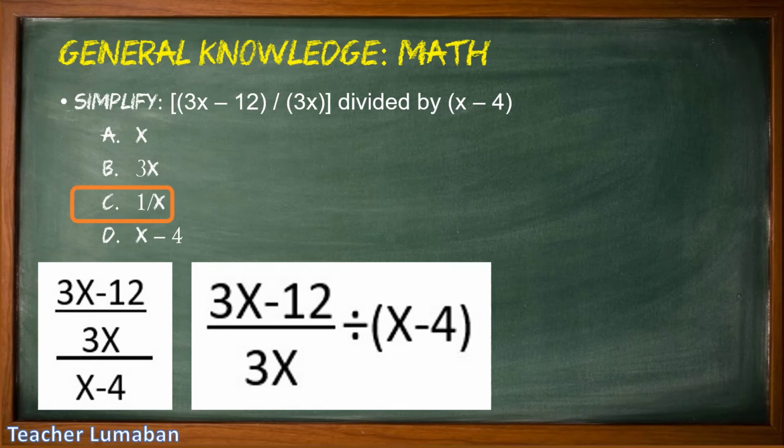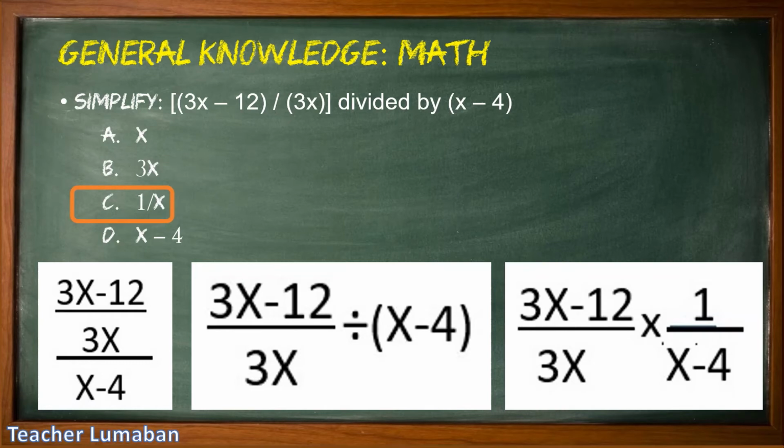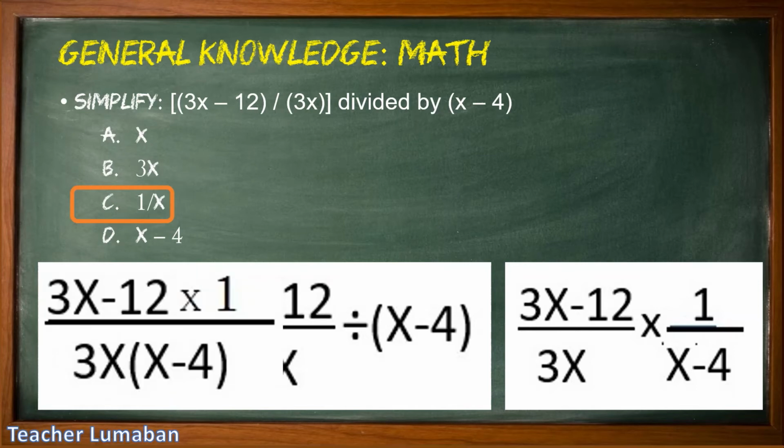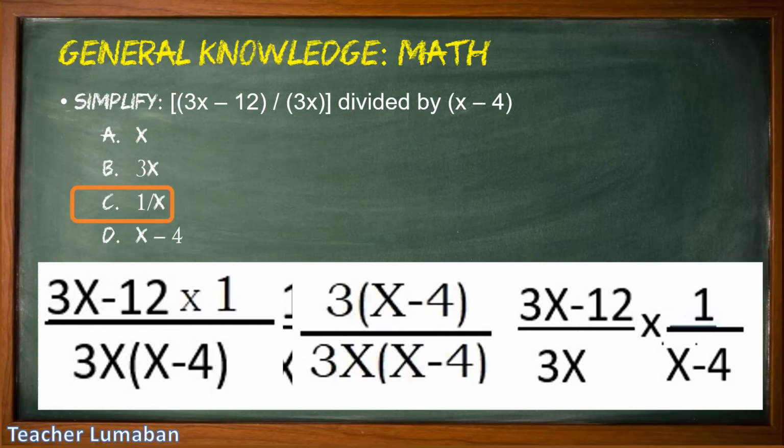To divide a fraction by an expression, multiply by the reciprocal of that expression. (3x minus 12) over 3x multiplied by 1 over (x minus 4). To multiply the fractions, multiply the numerators and denominators separately. (3x minus 12) multiplied by 1 over 3x multiplied by (x minus 4). Any expression multiplied by 1 remains the same. (3x minus 12) over 3x multiplied by (x minus 4).